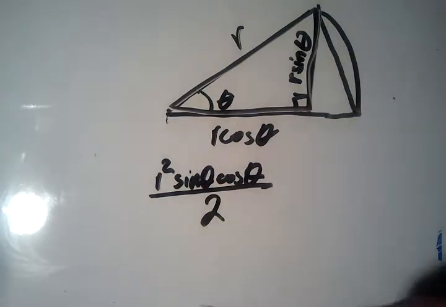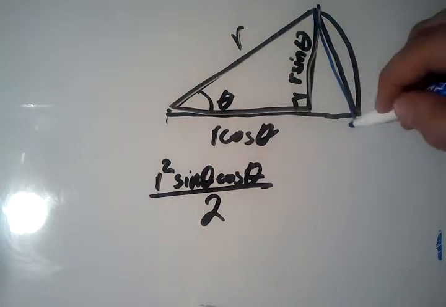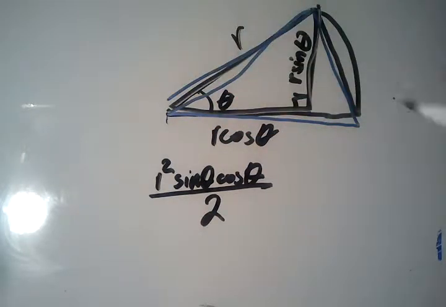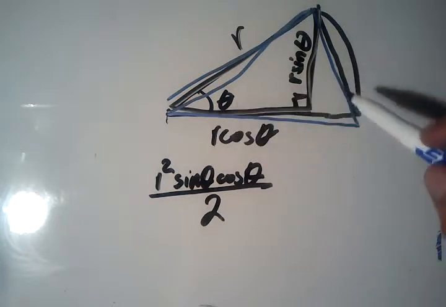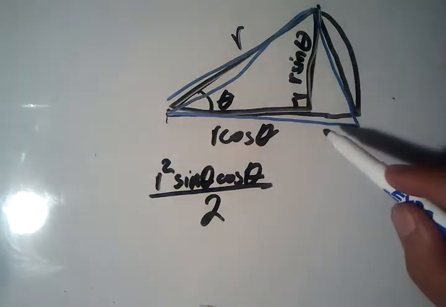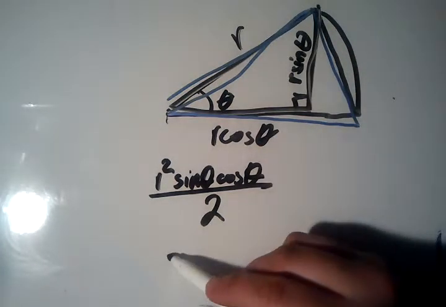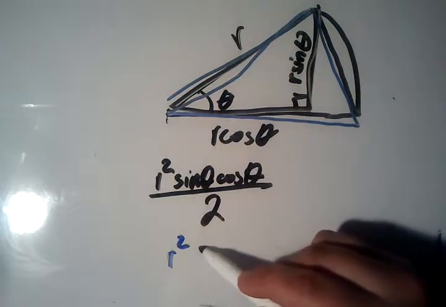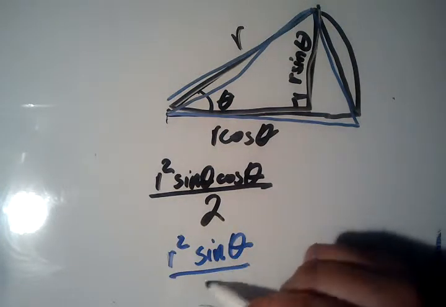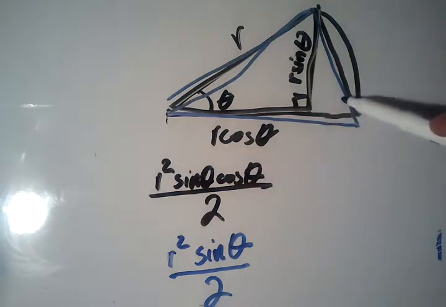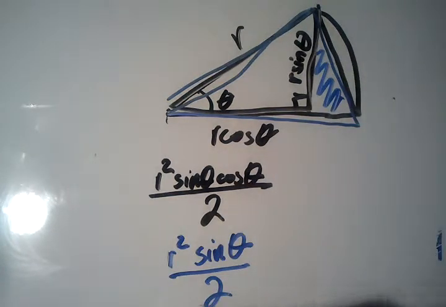Now the area of this large triangle right here, the one that goes like this, is the same. It's going to be base times height over 2. So now the base is going to be r, because it's the full length, and the height is still r sine theta. So it's going to be r squared times sine theta over 2. Now, if we take this minus this, we're going to get just this small triangle. So we'll do that at this point.